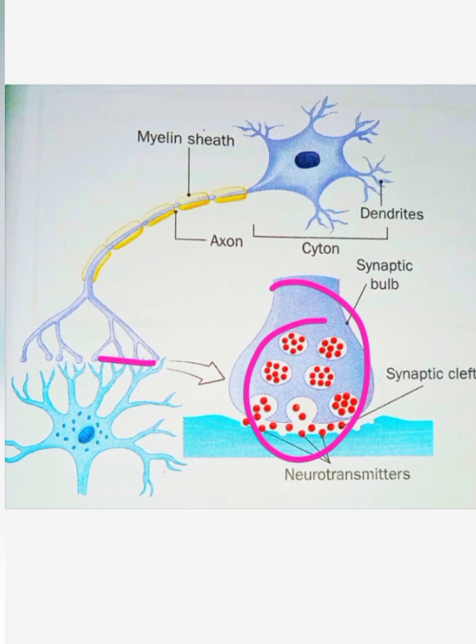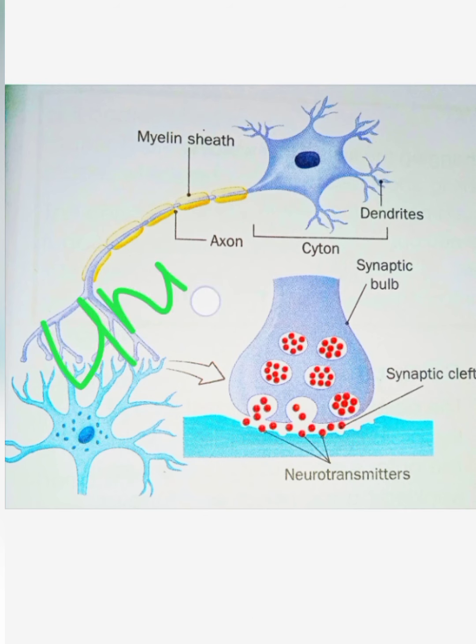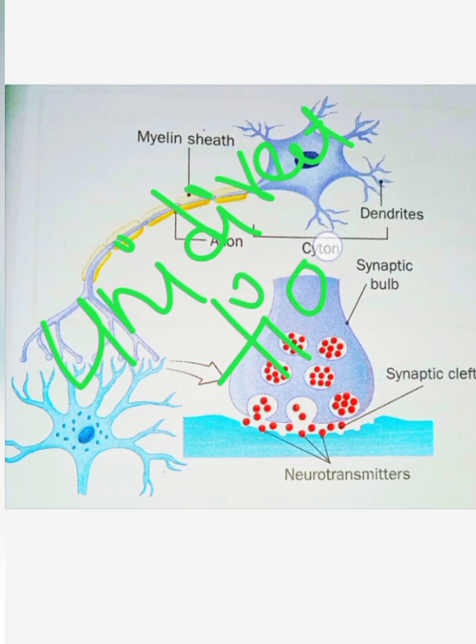That means it is, yes, exactly, it is unidirectional. That means it can travel in only one direction. The impulses are sent in only one direction. Okay, so this is about the synapse.